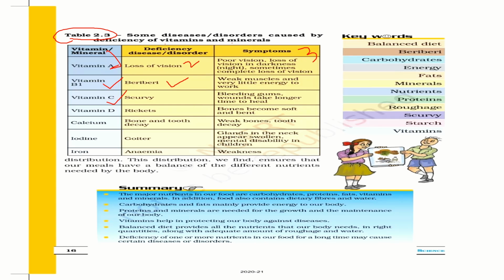Vitamin D deficiency: rickets, bones become soft and bent. Calcium deficiency: weak bones and tooth decay. And iodine deficiency: goiter, swollen glands in the neck. Your neck will look very fat. These are the symptoms of iodine deficiency. You will get swollen glands in the neck, and mental disability in children. Children will get mental disability. That means your body is not containing enough iodine.